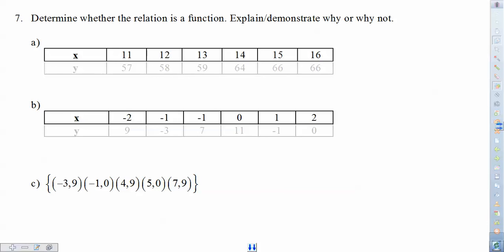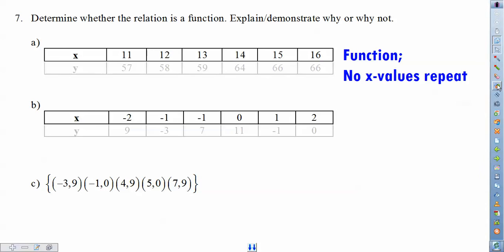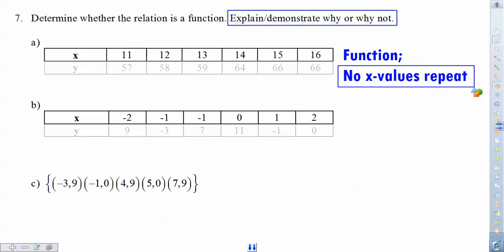So looking at A, definitely a function. And don't forget that explanation part there, that the x values don't repeat. That's just as important, because notice up here we are going to be looking for you guys to explain or demonstrate why or why not, and that's your explanation right there. We look at the second one and look at B there. That's definitely not a function, because when you look right there, those x values repeat.